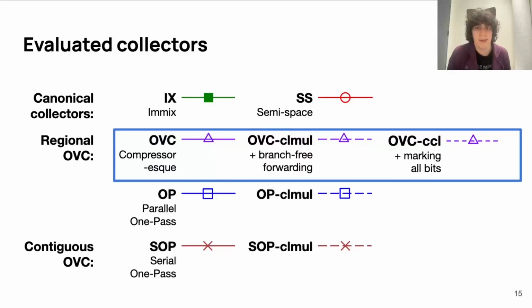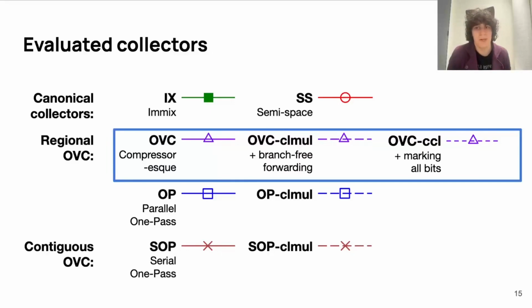The names ending in CL-mol do the same, but they use a branch-free algorithm based on carryless multiplication, which we describe in the paper. The CCL suffix names mark all of the bits of the object, as Clojure Common Lisp does.